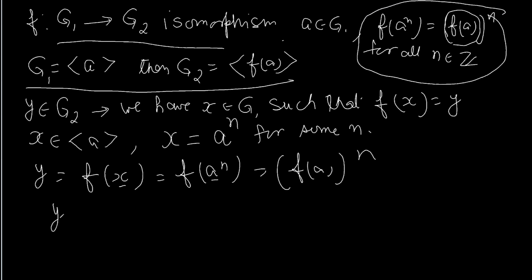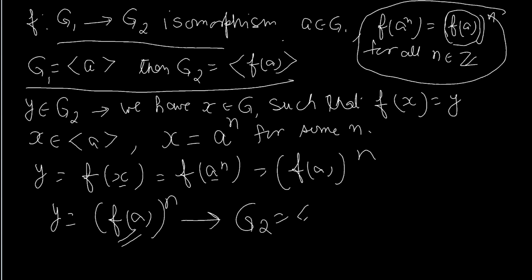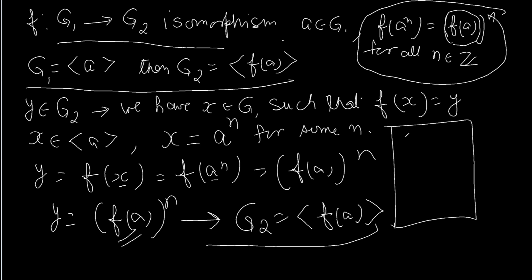So y is how much? f of A to the power n, and that means that any element of G2 can be written as a power of f of A, and we can go on to show that G2 is a cyclic group generated by f of A. Now, what we will do is this, that the property number 5, or the property number E, let me take you there.